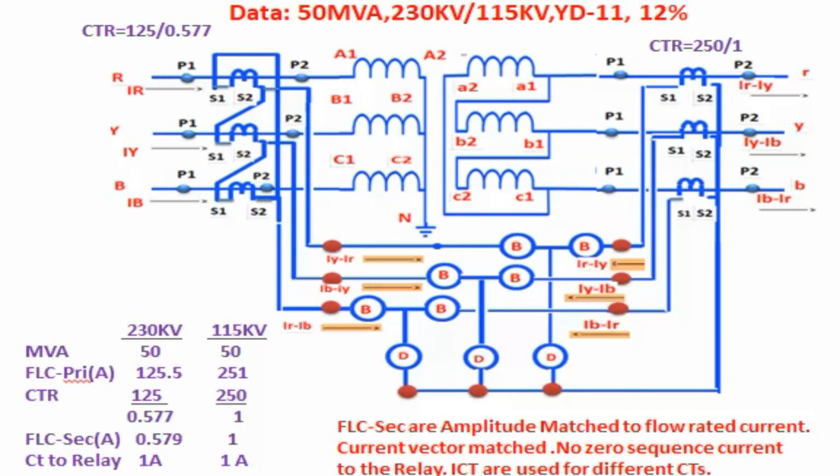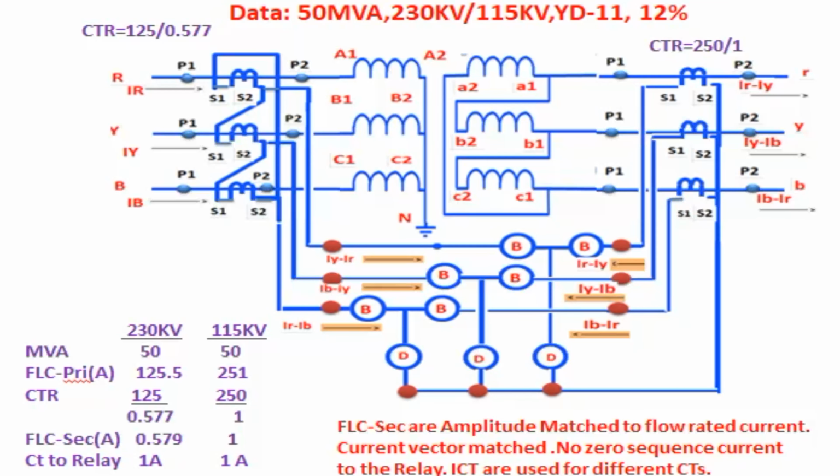This current 1 ampere circulates through the relay coil. Full load current or amplitude is matched to the rated current of the relay. That is, if the full load current flows in the transformer, rated current flows into the relay. Current vectors are matched. That is YD11 of the transformer. Now the CT secondary is delta and star connected, the current vectors are matched. There is no zero sequence current. That is, in the delta-star side, CTs are connected as delta. The zero sequence current will not flow to the relay.